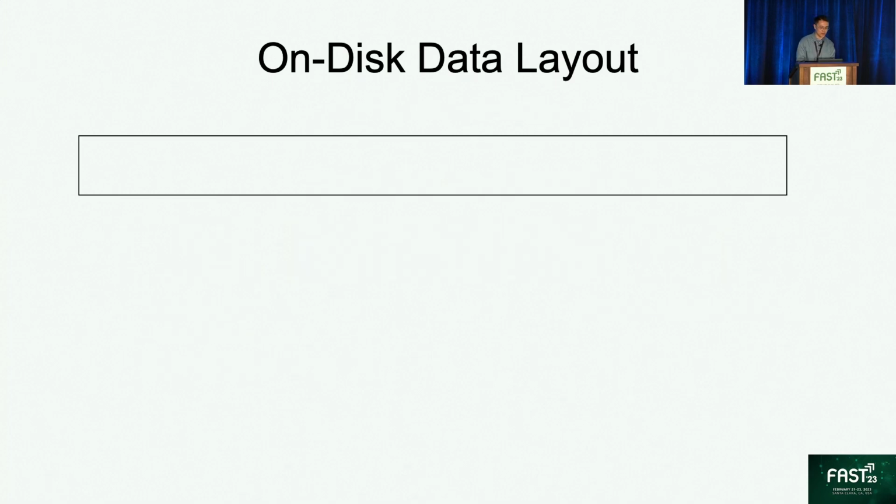Here is an overview of the layout on an SMR drive. We divide the address space into 3 partitions. The first zone is the super zone. It records the information about the format, such as timestamp and version.